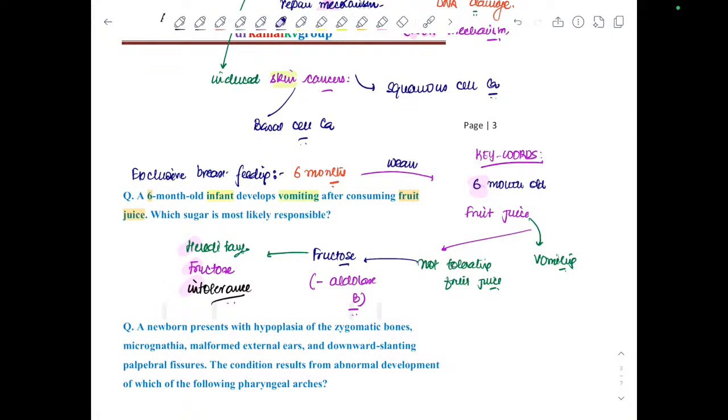Clear? So this is known as weaning. When the baby is taken off the breast milk and is given some other food products, that is known as weaning, and therefore classically the age is given as 6 months.